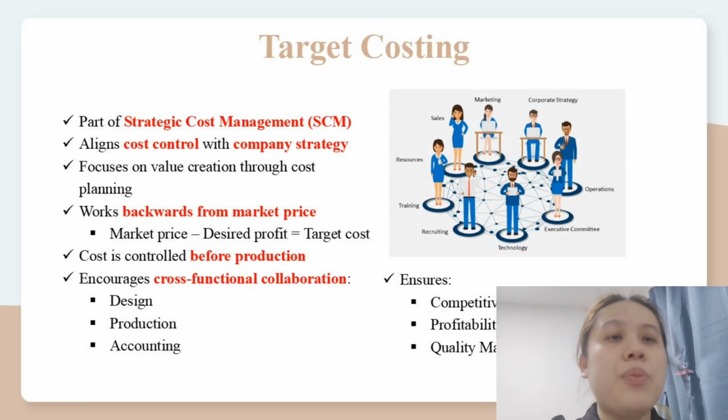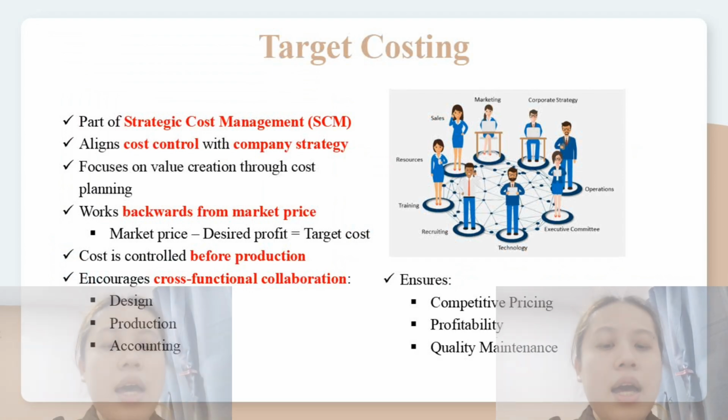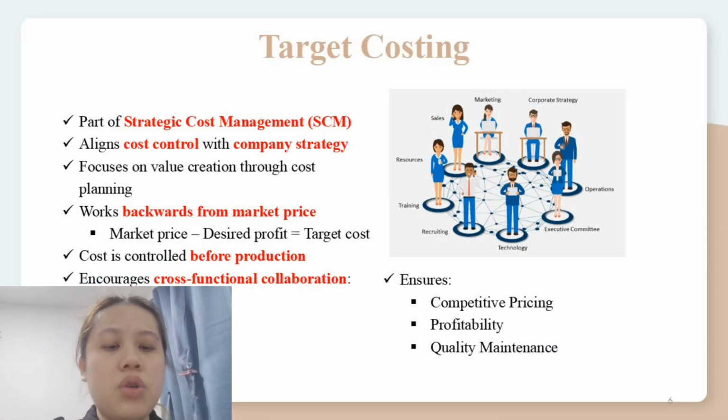price minus desired profit equals the target cost. This means that IKEA first decides what price customers can afford, then it will deduct its required profit margin. The remaining amount becomes the maximum allowable cost. So cost control happens at the design stage, not after production. This forces a strong collaboration between the design, production, and accounting teams. Everyone must innovate to reduce costs but without sacrificing acceptable quality. This is why IKEA can maintain competitive pricing while still remaining profitable globally.